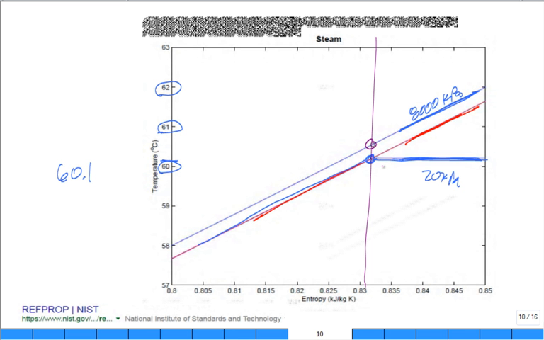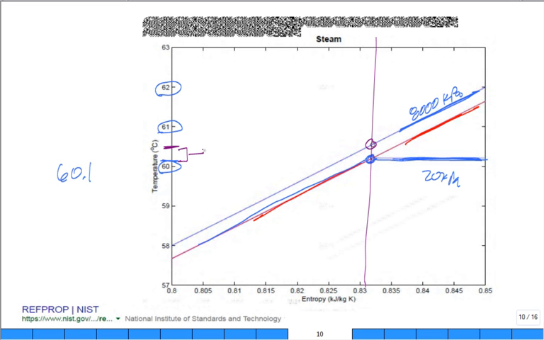Can you tell me roughly the temperature of the water coming out of the pump? It went in at 60.1 degrees C. Now it's 60.4-ish, 60.5-ish or something, right? So how much was the temperature increase in the water going through the pump? Less than half a degree C. Is the purpose of the pump to boost the temperature of the water going through it? No. What's the purpose of the pump? It's obvious, to boost the other property of interest, the pressure. The outlet pressure of the water going out of the pump is much higher.